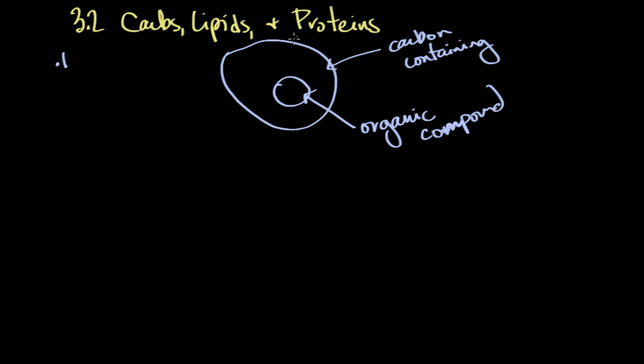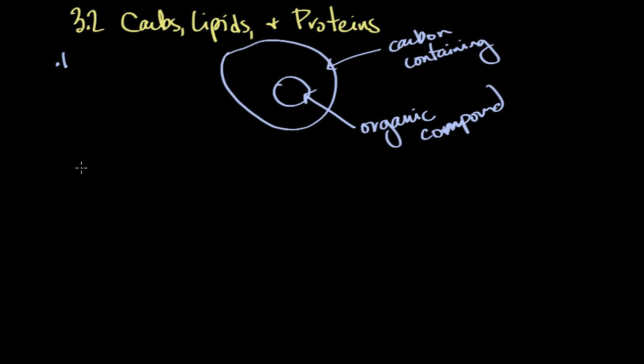So when we're talking about carbs, lipids, and proteins, they fit in this inner circle, whereas CO2 would fit in this outer circle. It has carbon, but is not considered an organic compound. So we're really focusing in on the things that are carbon containing, we define as organic, and you might recognize these as common nutrients that we'll talk about as we continue on.